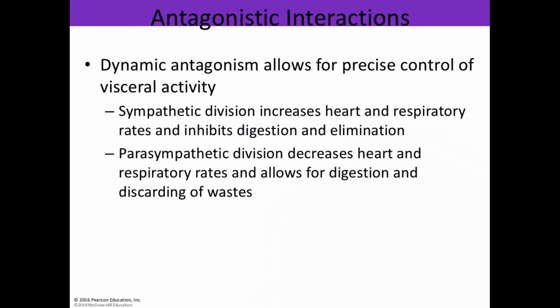As I've stated, we also have this dynamic antagonism, class, which allows for precise control of visceral activity. Your sympathetic nervous system, class, is what increases heart rate and respiratory rates, and then inhibits digestion and elimination. For instance, as I run, class, there is no way I could go through and digest food. So that's why you may have said, I'm going swimming today, and did not eat right before you swam. Because as you swam, class, you would not have been digesting your salad, or your hummus, or even a hot dog, so to speak. Yeah, grilled hot dogs are the best.